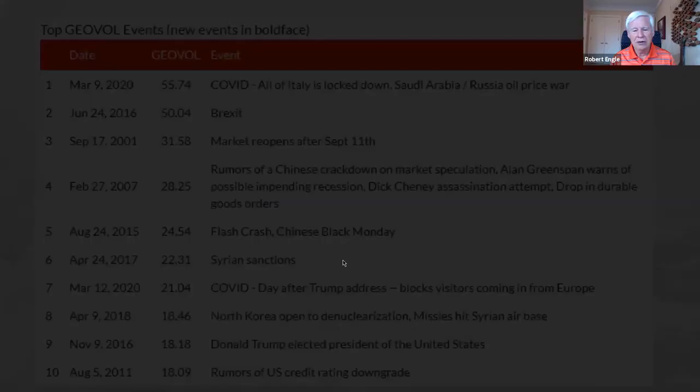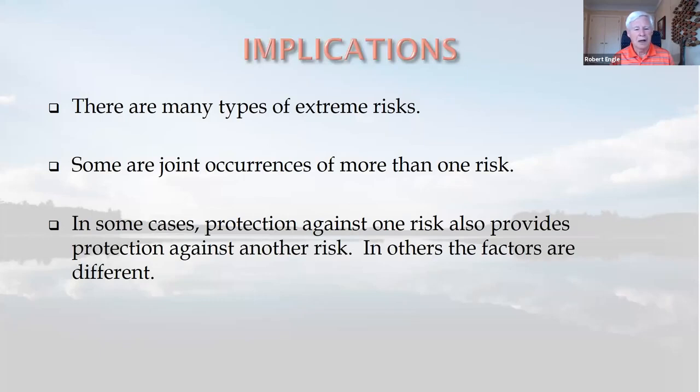Okay, so how are we going to analyze these? As you can see from this list, there are many different types of extreme risk. And there are some of these events which really would be in more than one category of risk. So how do we protect against these things? How do we do our risk management when we don't know what the factors are? We tend to do risk management one risk at a time, but maybe we miss things by doing that. So I'm going to take climate as kind of my main theme here. And we're going to look at the risks from climate. And then we're going to ask, what happens if there are joint events, which are both climate and other things?